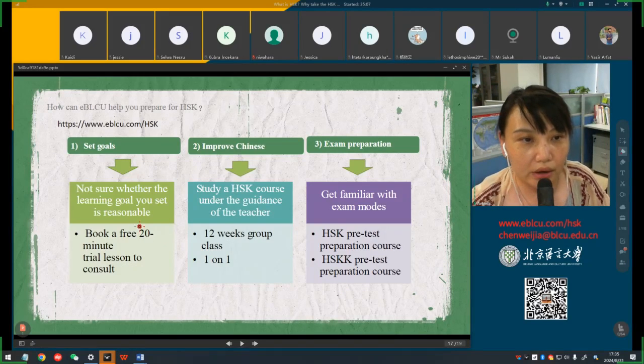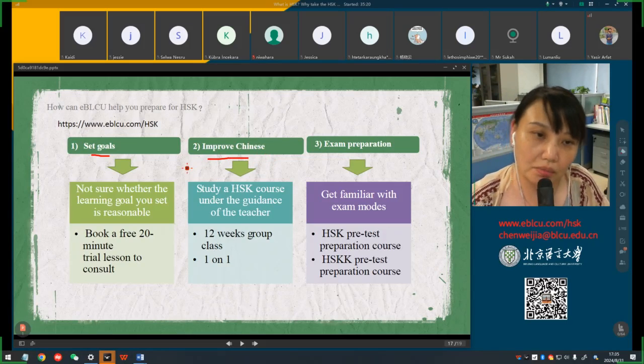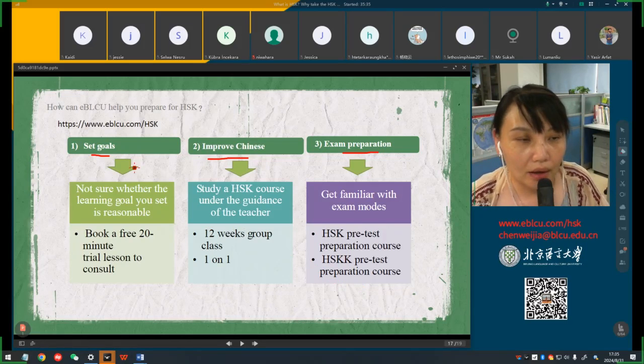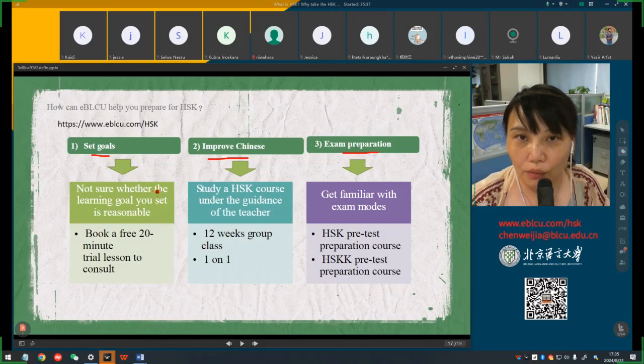So I mentioned there are 3 steps to prepare for the HSK test. Number 1 is to set your goal. Number 2 is to study and improve your Chinese to meet the requirements of a certain HSK level. And number 3 is to prepare for the exam. So for the 3 steps, what we can do to help you. Number 1, to set a goal.